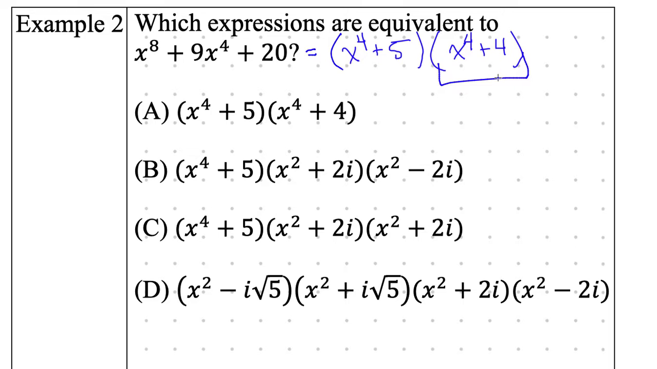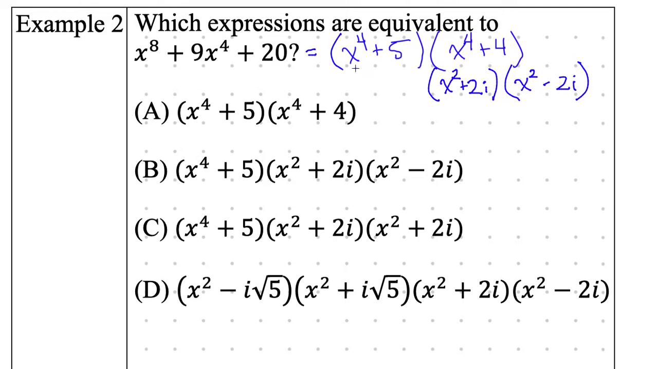Sum of squares. Because 4 is a square, x to the power 4 is also a square. So that means I can now go even further with this x to the power 4. So x to the power 4 plus 4 can be factored as what? x squared minus 2i, right? And then minus, same thing with the plus. Yeah, exactly. And then you can leave the x to the power 4 plus 5.